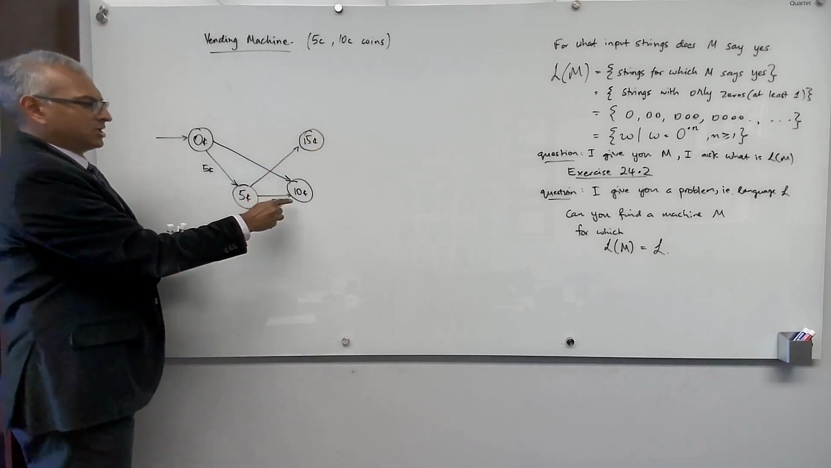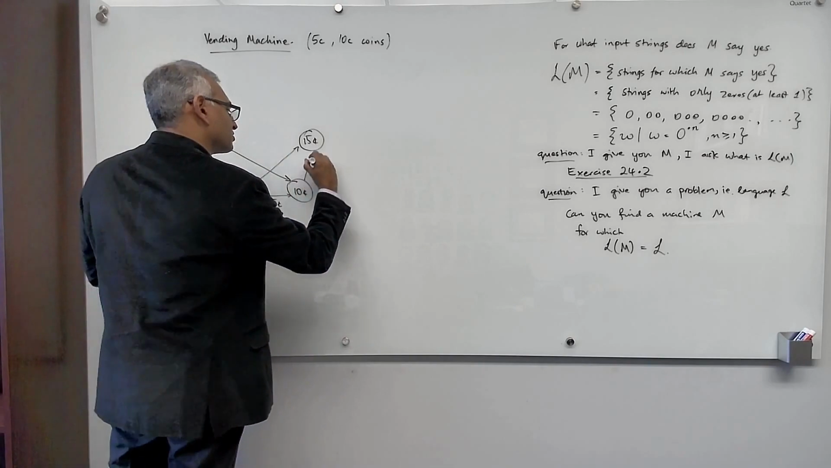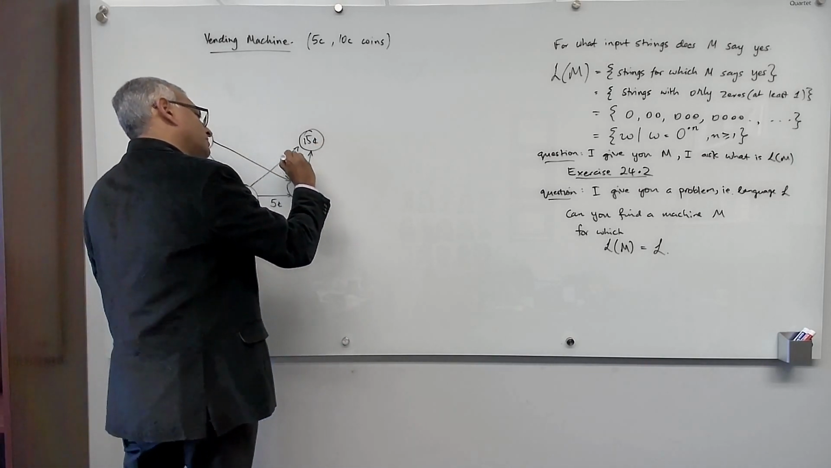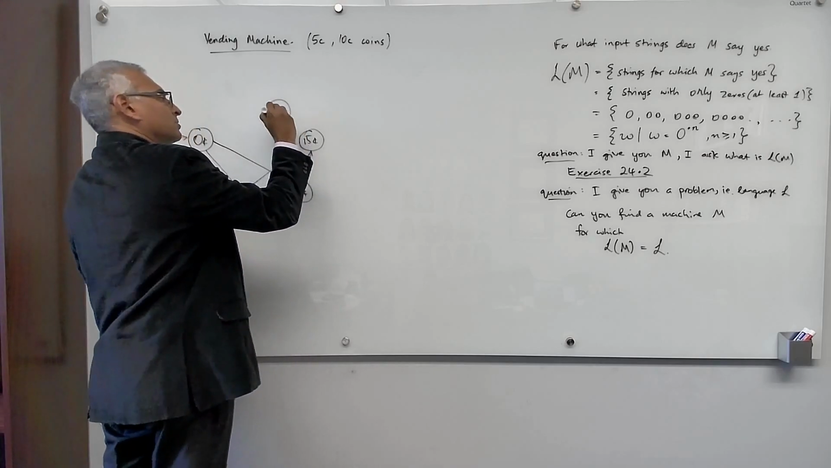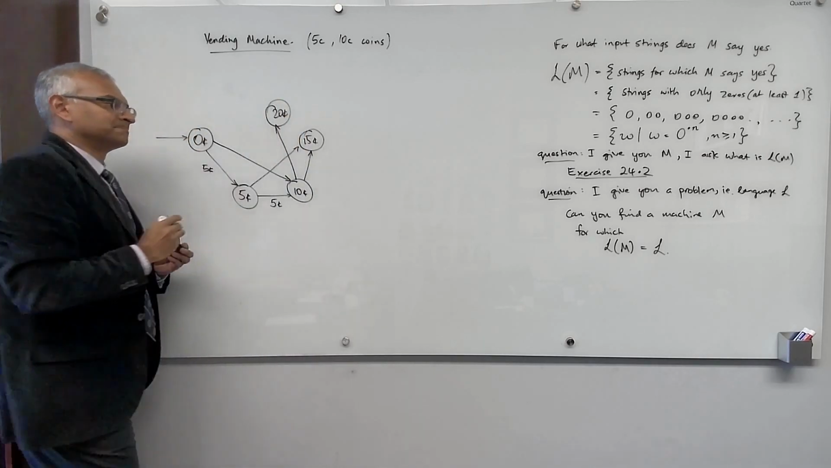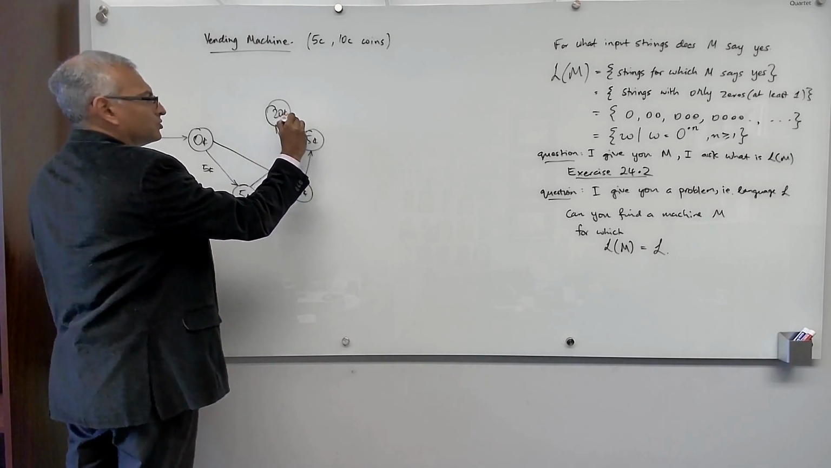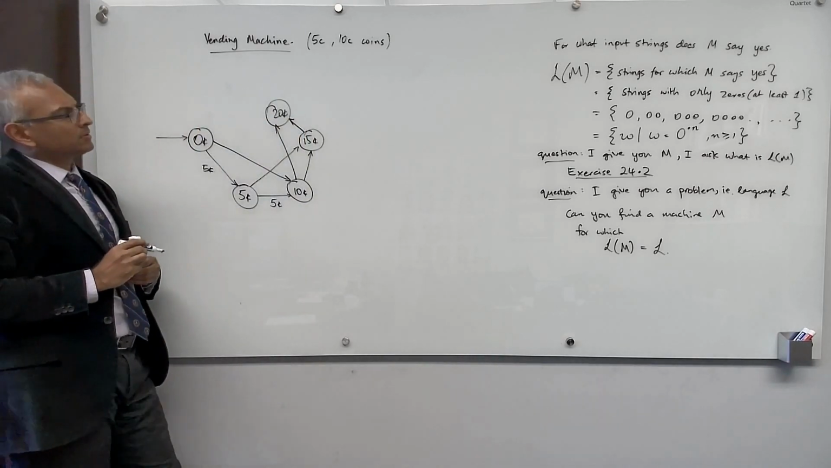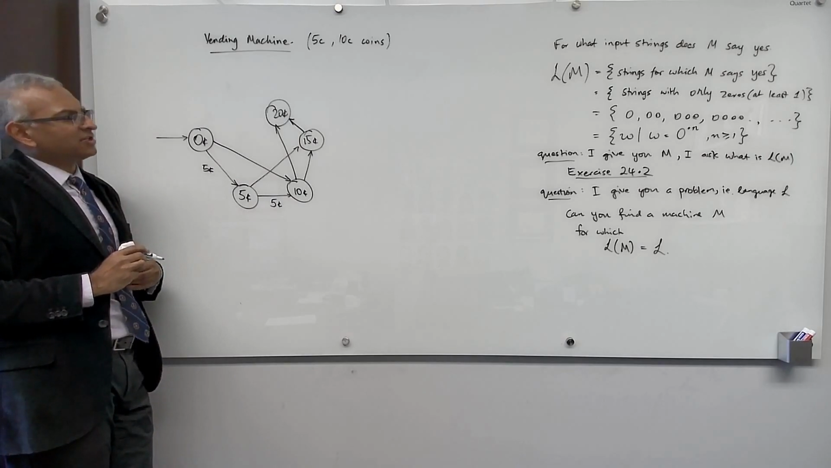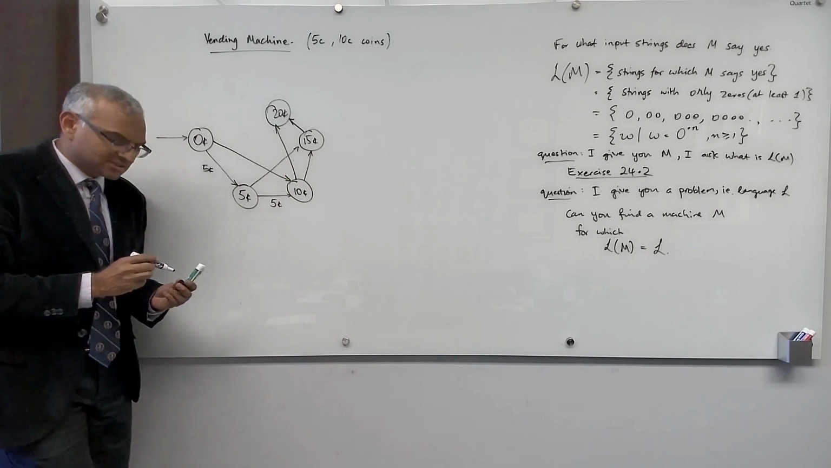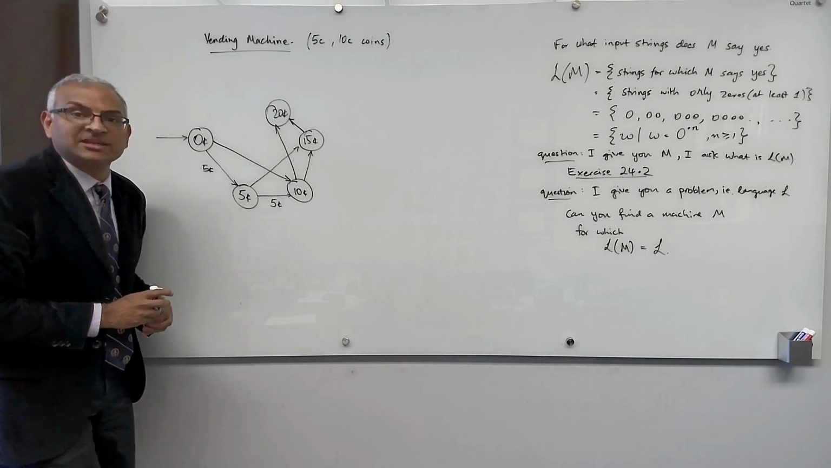Okay. What about here? If you have 10 cents and you get a 5-cent coin, you go to the 15-cent state. If you have 10 cents and you get a 10-cent coin, you go to the 20-cent state. If you have 15 cents and you get a 5-cent coin, you go to the 20-cent state. If you have 15 cents and you get a 10-cent coin, now this gets very interesting.